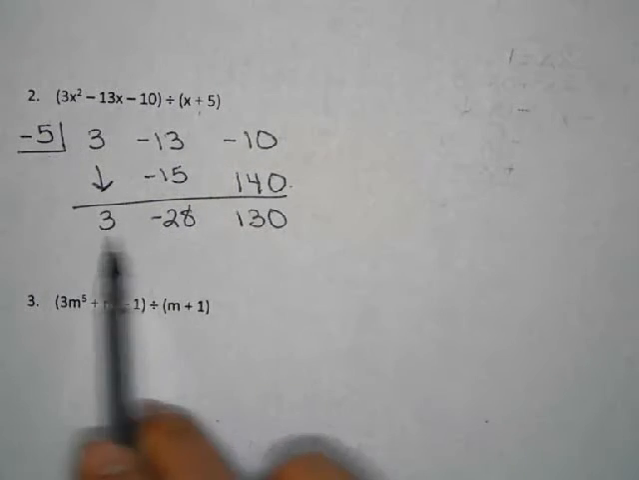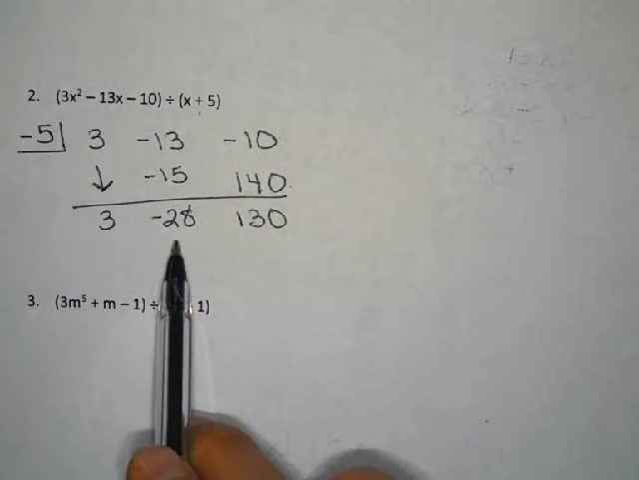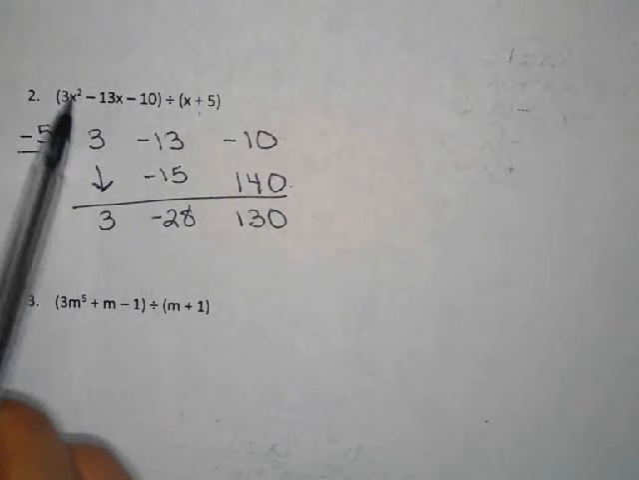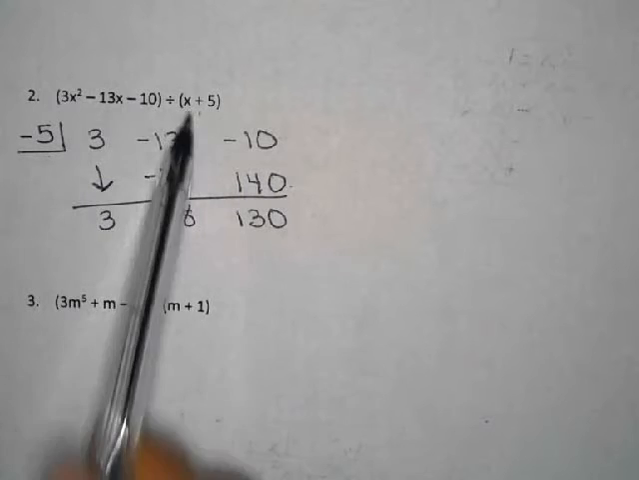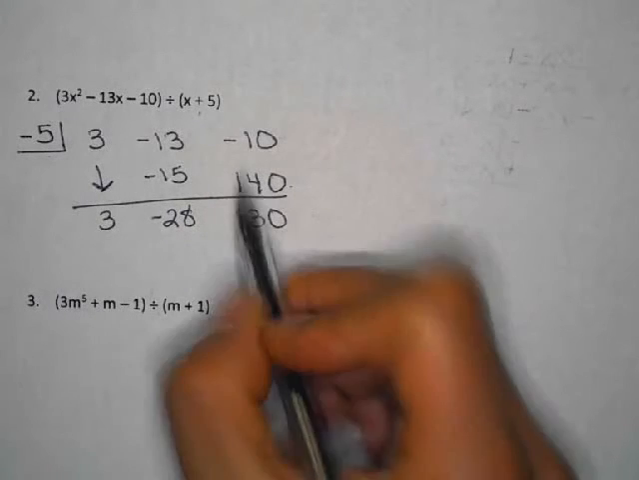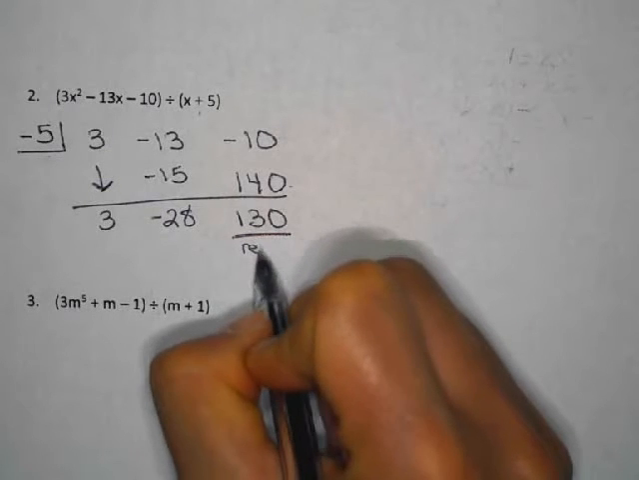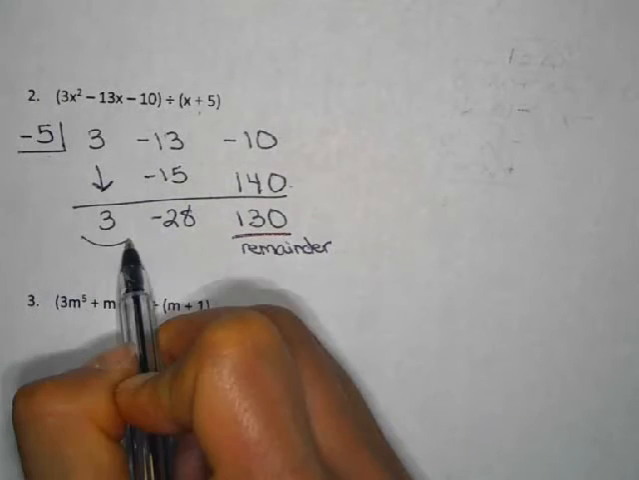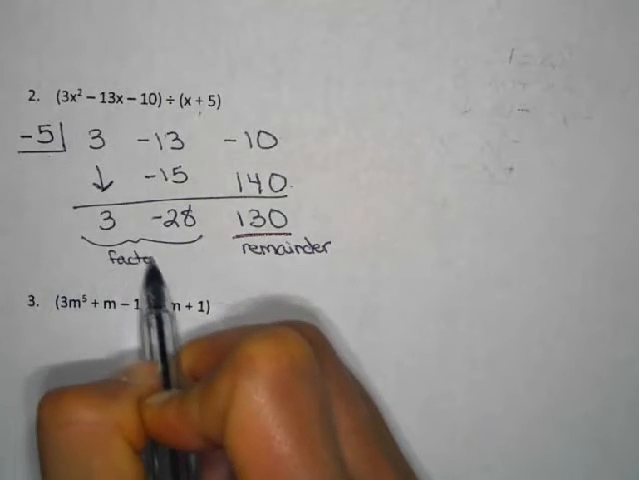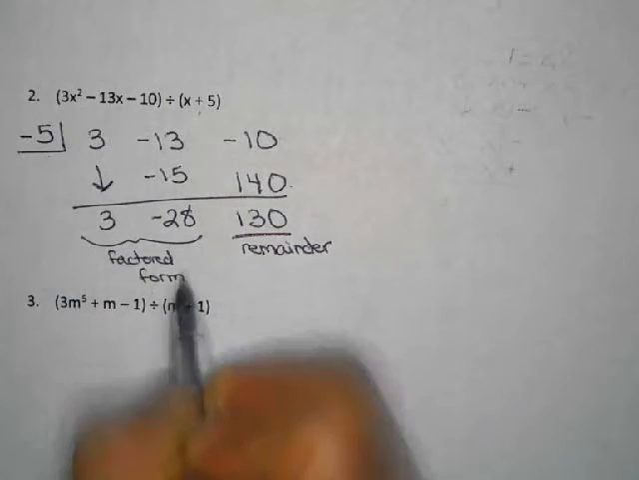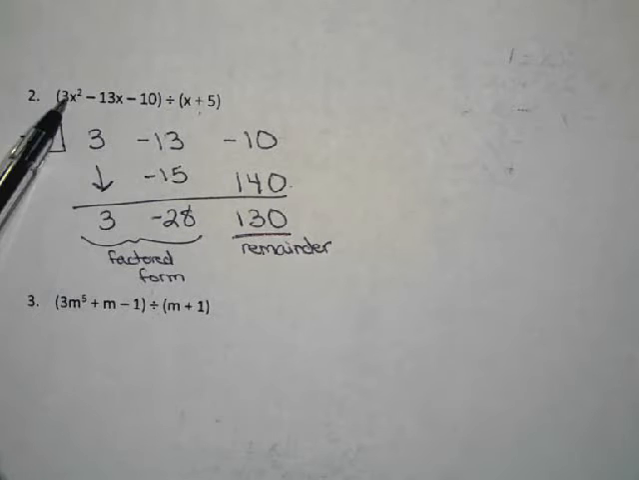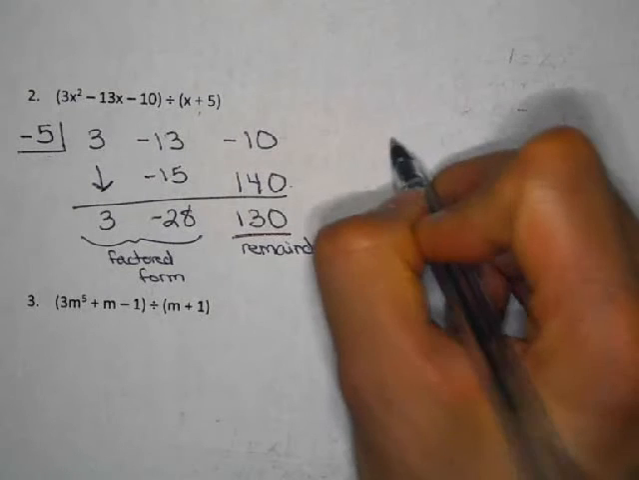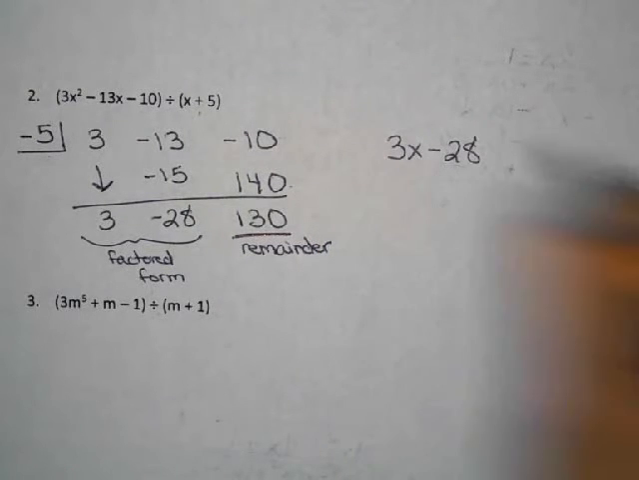So these numbers down here are what we're going to use to write our factored form. Now since this was 3x squared, an x squared term, and we've divided by 1x, all of these drop down a power, and this last number here is always your remainder. So the last number is always the remainder. And this part is your factored form. And again, it drops down a power. Because we had an x squared and divided by an x, this is only an x. So our final answer here is 3x minus 28.